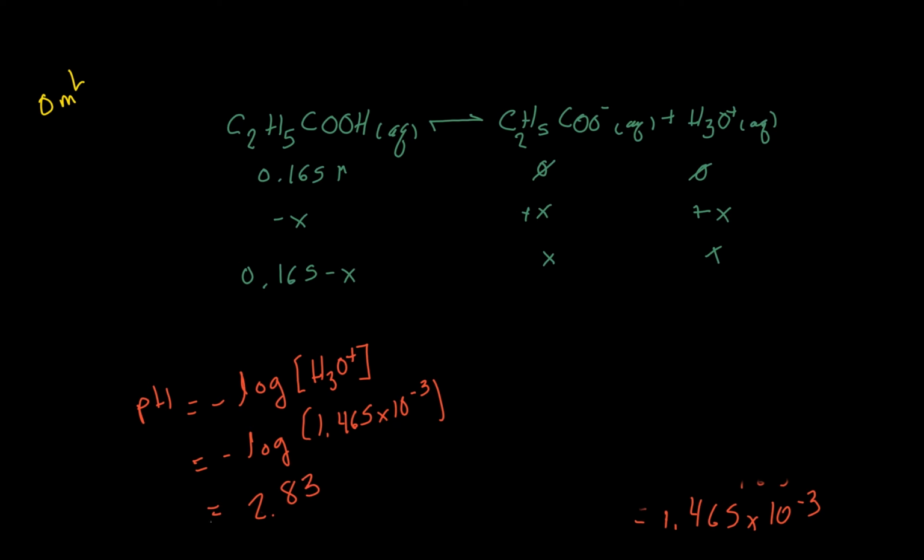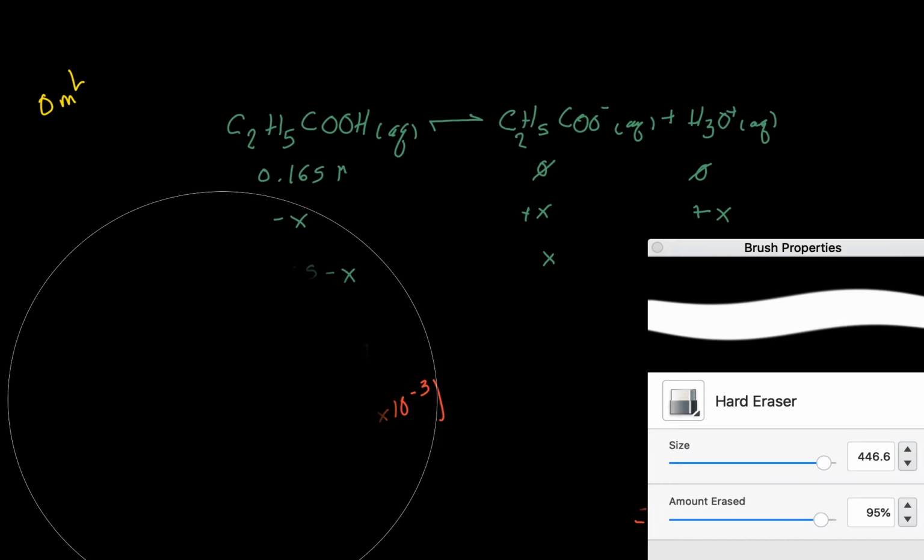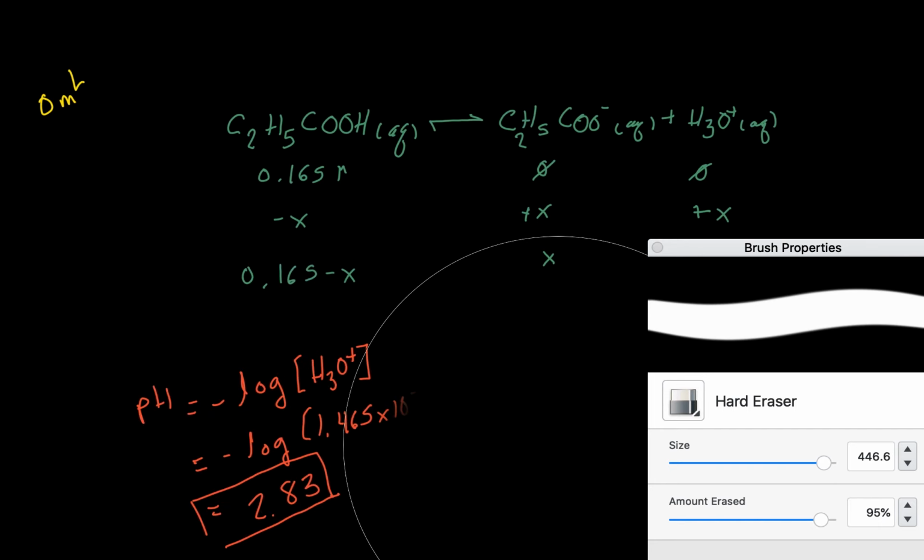2.83. So that is our pH before we've added any titrant at all. So that's also our initial pH. Okay, so next we are going to do when we have 5 milliliters added.